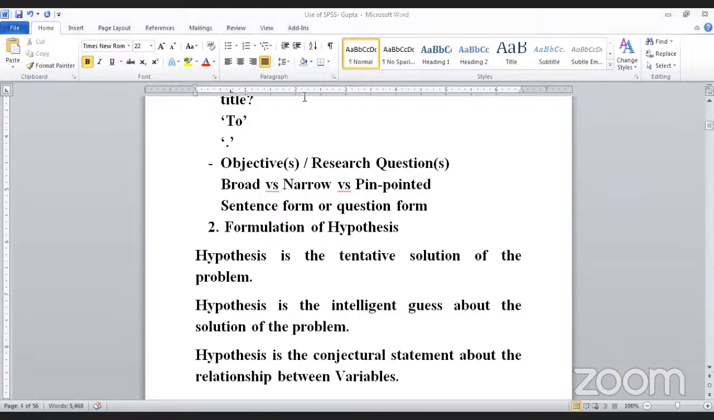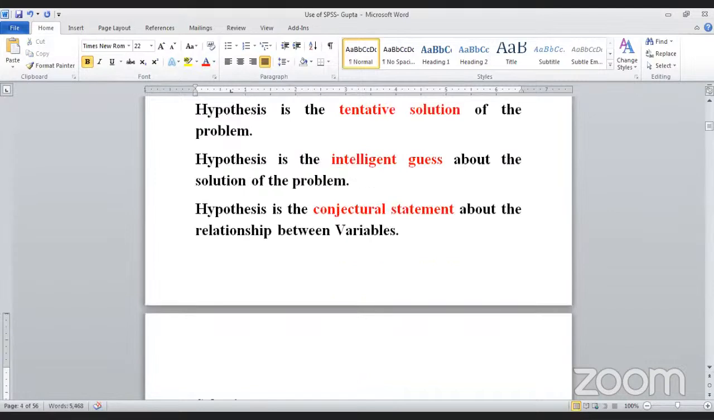Now, you can see these definitions. Here it is a tentative solution. It is not a final solution. It is not just a guess, but it is an intelligent guess. And it is not just a statement, it is a conjecture. All these definitions point out that it is not final, it is tentative.